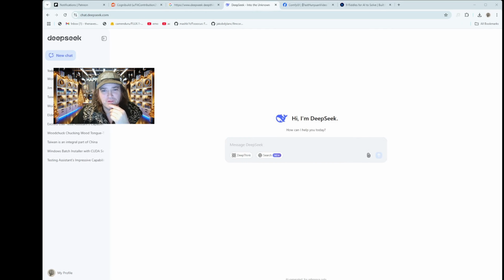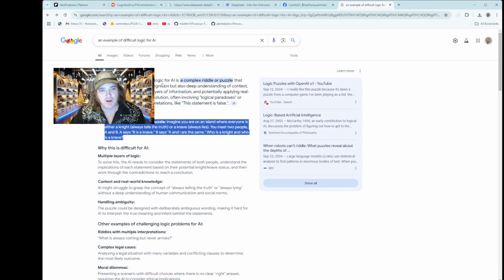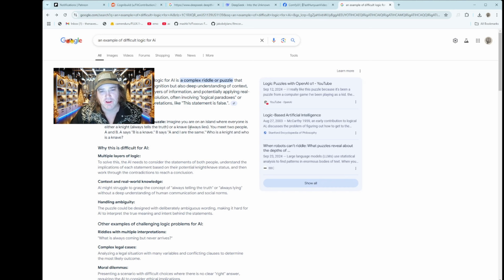Okay, let's look at a couple other features here really quickly. So down here you're going to notice we got this Deepthink button and we got the search button. Now the Deepthink is sort of an interesting one here. It's going to actually push it into a mode where it reasons out before it answers. So let's go over here and we'll grab one of these riddles here. So here it's got this one, a logic thing that says the knights and knaves puzzle. Imagine you're on an island where everyone is either a knight, always tells the truth, or a knave, always tells lies. You meet two people, A and B. A says B is a knave. B says A and I are the same. Who's the knight? Who's the knave?